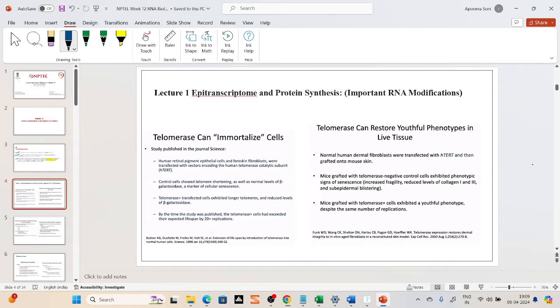Because telomeres are getting shortened, and that's why you can see wrinkles on the face, and different kinds of pigmentations and black spots and dark spots on the face, because cells are eventually aging, cells are dying. But if you have telomerase in your cells, then your cells are not aging at all, because after every round of cell division, whatever telomeres are lost, again they are added by telomerase. Therefore, telomerase can restore the youthful phenotype.